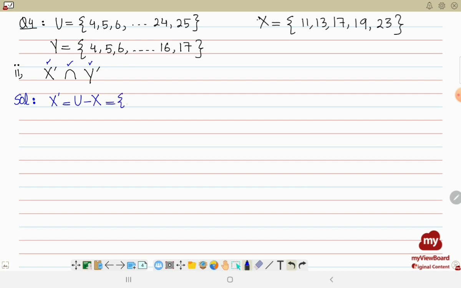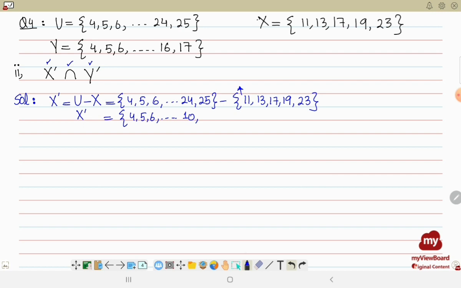So first we'll be writing down the universal set 4, 5, 6 and 24, 25 minus the set x 11, 13, 17, 19 and 23, right? So we will be removing these elements of x from the universal set so that we can find out the x complement. अब अगर आप देखें तो हमारे पास जो एलिमेंट्स आएंगे वो 4 से लेके, देखें इससे पहले वाले तो सारे एलिमेंट्स आएंगे, ठीक है, 4, 5, 6 टिल 10 तक तो एलिमेंट्स आएंगे.